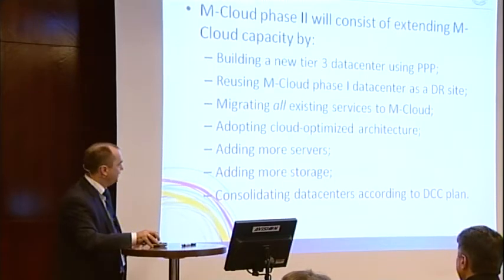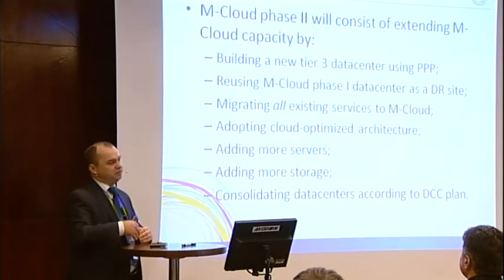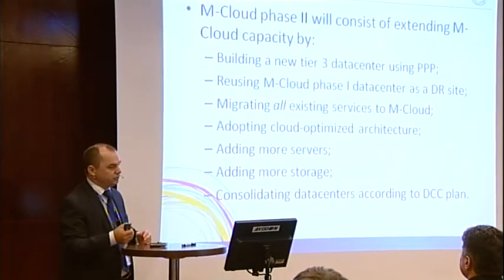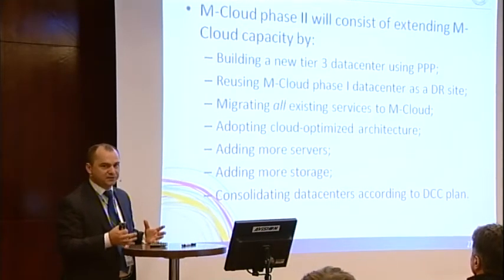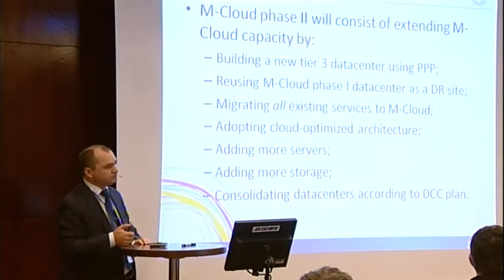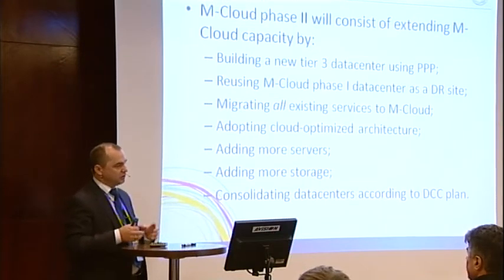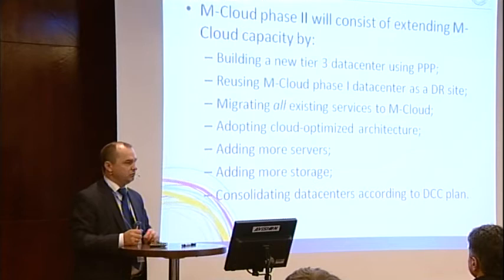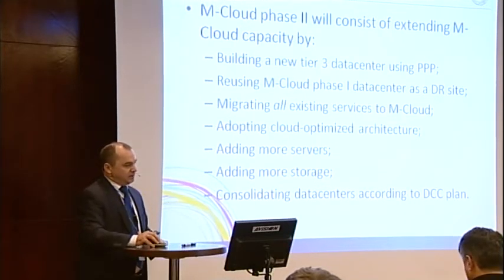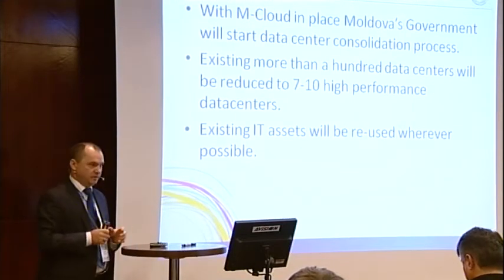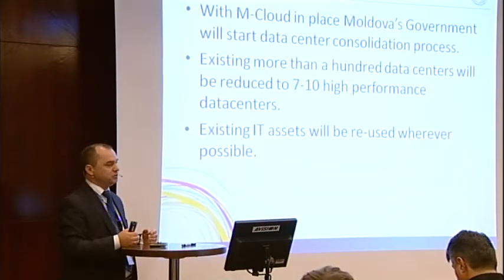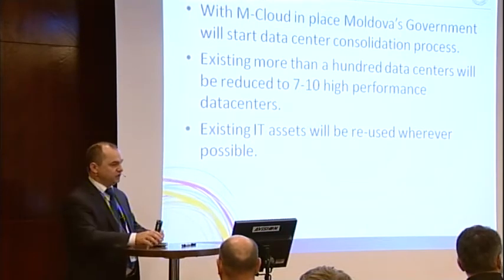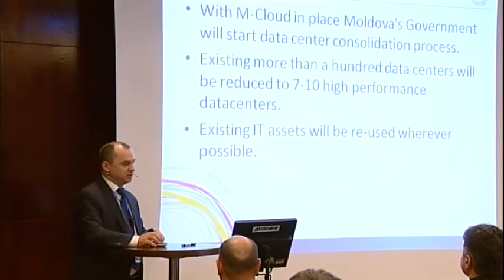On the next phase, cloud phase 2, which will start in the middle of next year, we want to extend the capacity of mCloud by adding new hardware, new servers, new storage. At the same time, we want to build a brand new data center using a public-private partnership model. We are partnering with some local mobile operators to co-locate this new data center, and with some multinationals willing to make their presence in our region. After we put the mCloud in place, we will start the data center consolidation exercise, which will let us reduce the number of data centers from more than 100 today to 7 to 10 high-performance data centers.